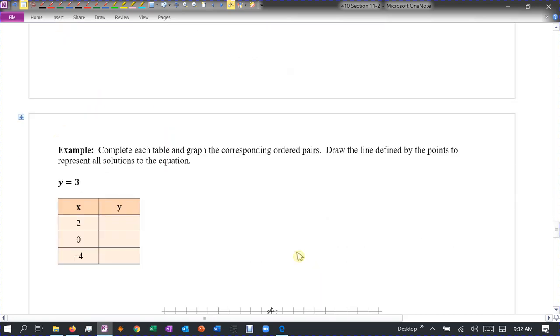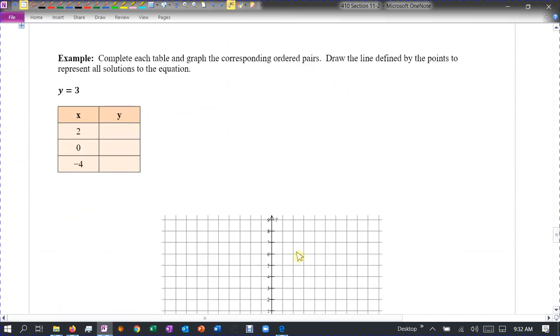Okay, now we have another one. This one is a really strange one, because the linear equation we have is y equals 3. There's no x there. So if you plug in 2 for x, what's y? Well, x has no impact here. There is no x in the equation. So that means y is 3. What if we plug in 0 for x? Well, again, it doesn't matter. y is 3. What if we plug in -4 for x? Doesn't matter. y is 3.